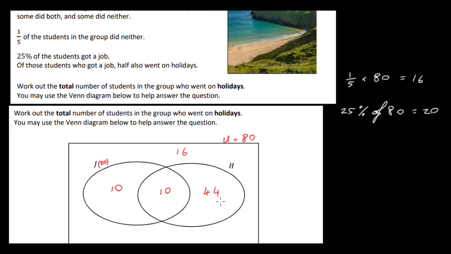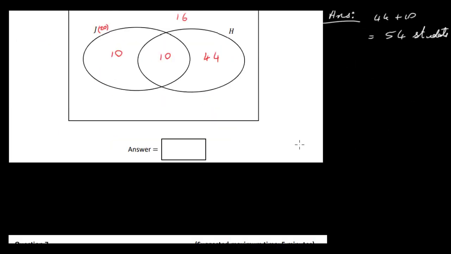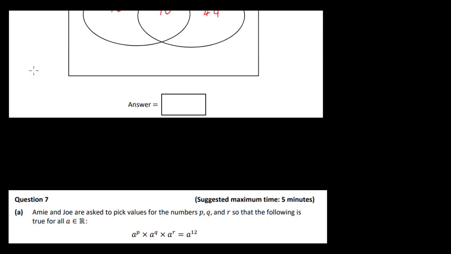So now we have the diagram filled in fully. What do we actually have to answer? Let's see, work out the total number of students in the group who went on holiday. Well, the total number of students who went on holiday, this amount here, 44 plus 10, which is 54. So our answer then, you're given space in the answer booklet for it, but the answer is 44 plus 10, which is 54 students. Okay, and that's it for this part of the question. Let's have a look at, oh, there isn't another part, that's fine. Oh, we're given the place to put in the answer here, so it's 54 in here, perfect.